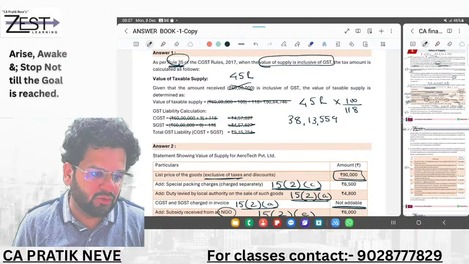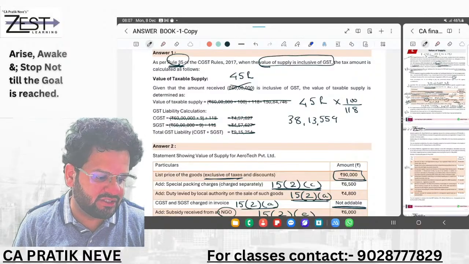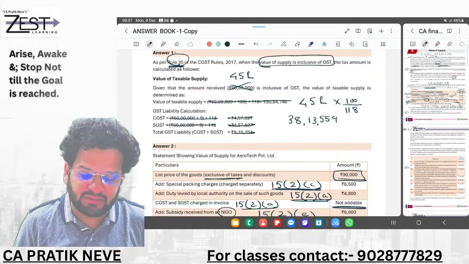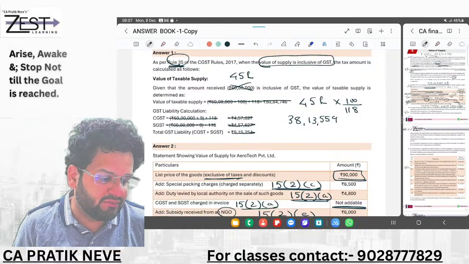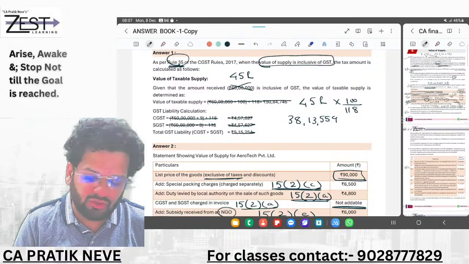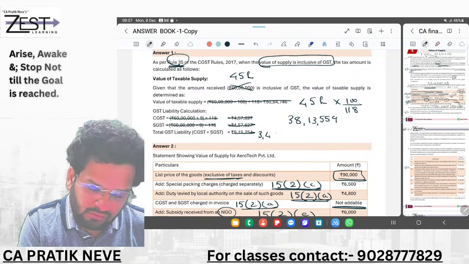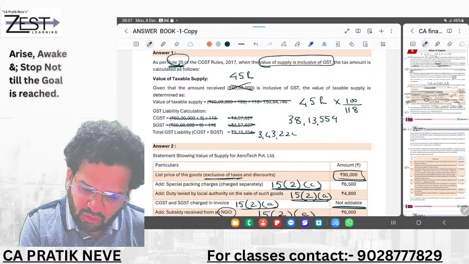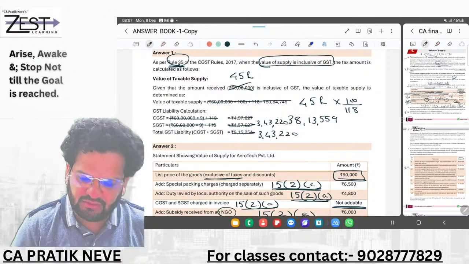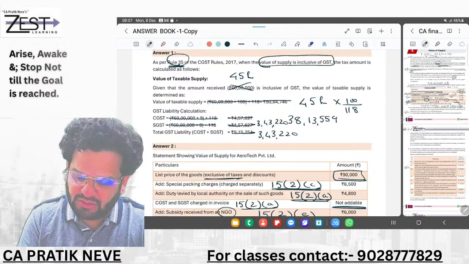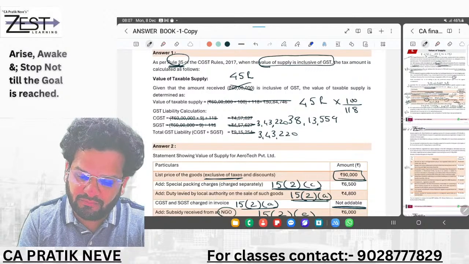Now 38 lakh 13,559. If you want, you can calculate CGST and SGST separately at 9% each. It will be 3 lakh 43,220 each of CGST and SGST. Is it absolutely clear to all of you?